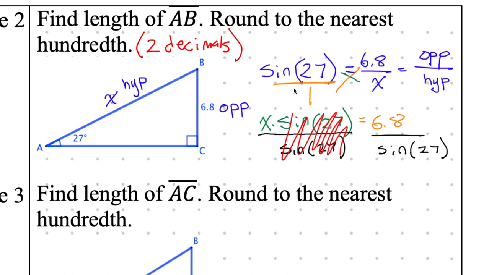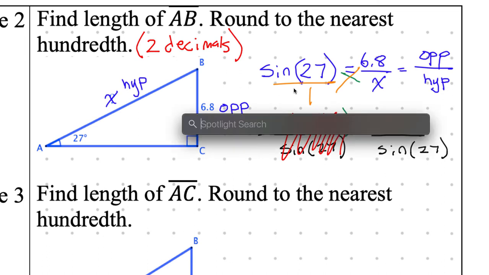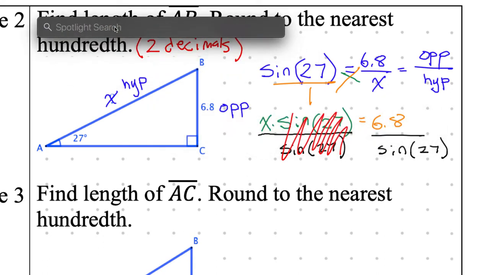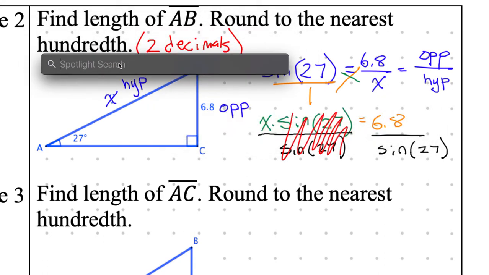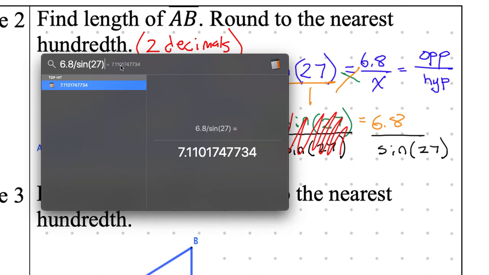So one important thing is when you do this problem on your Spotlight search, you will get the answer, but in a weird form. By default, your Spotlight search has radians. For almost all of geometry, we're going to be dealing with degrees. So if I type this in, it's not going to work, and I'll show you why it doesn't work. 6.8 divided by sine of 27. We get an answer. It's just the answer that would happen if I was in radians.